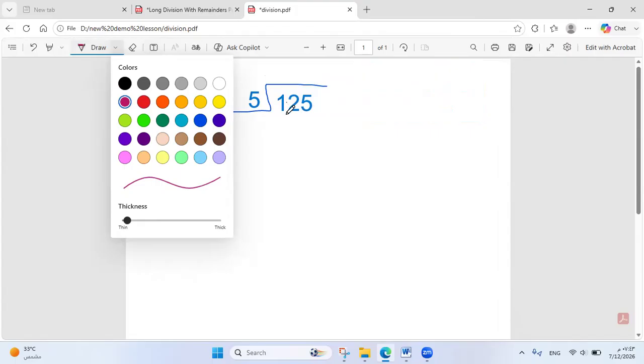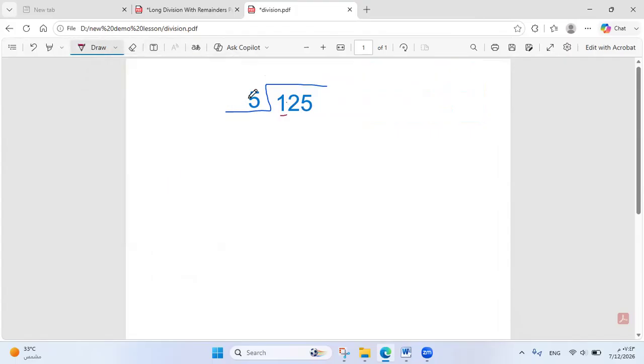125 divided by 5. Can we divide 1 by 5? Oh, we can't. Why? Because 5 is bigger than 1, or 1 is smaller than 5. So there is no 5s in 1. So what shall we do? We take 1 and 2 as one number, which we call 12. We can divide it by 5. Yes, now we can divide 12 by 5.